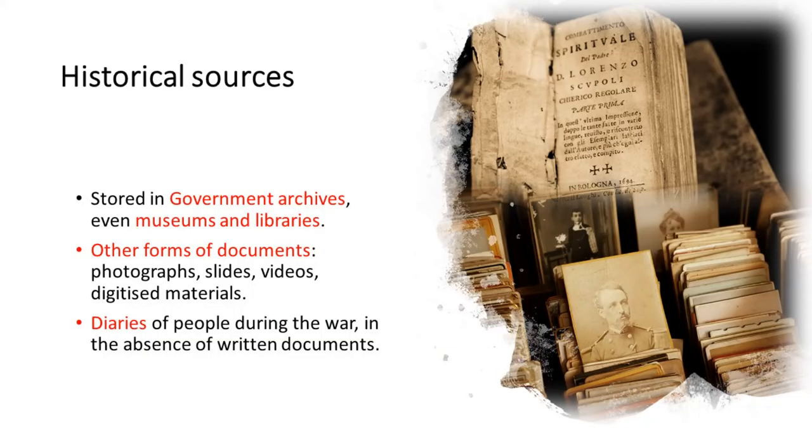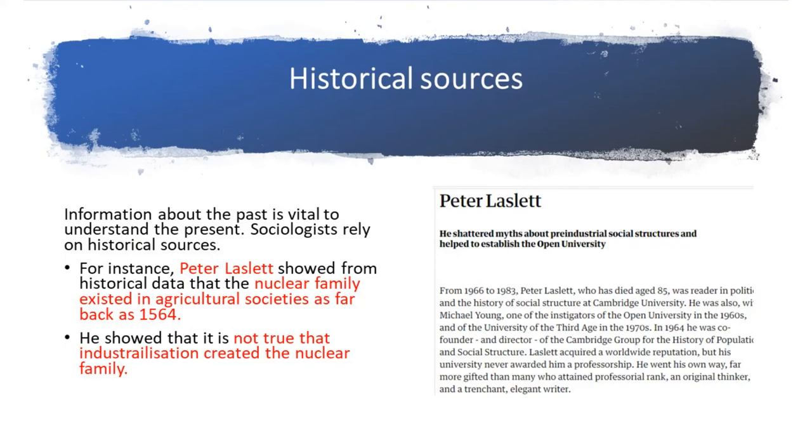Historical documents are usually kept in government archives, or sometimes in museums and libraries. Other forms of documents include photographs, slides, videos, digital materials as well, diaries of people during the war, which provide information in the absence of written documents. Historical sources are information about the past, which is vital to understand the present. Sociologists often rely on historical sources for the understanding of the past and the present as well.